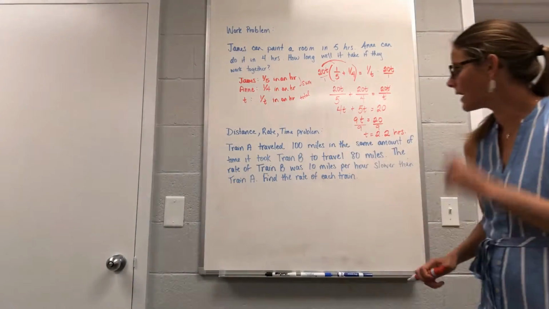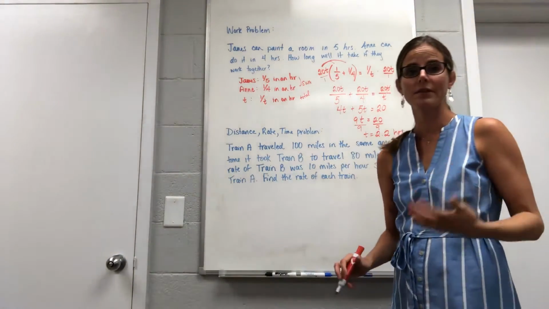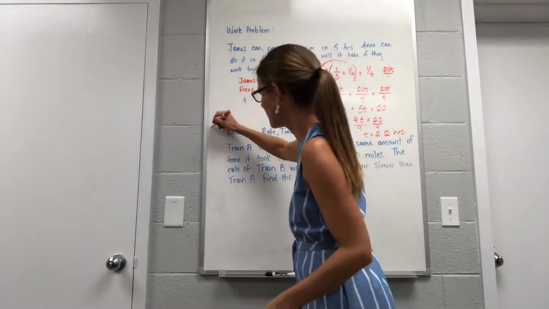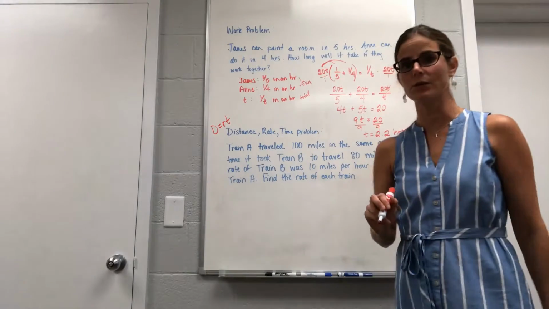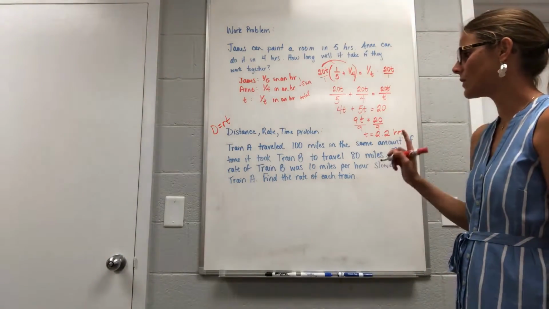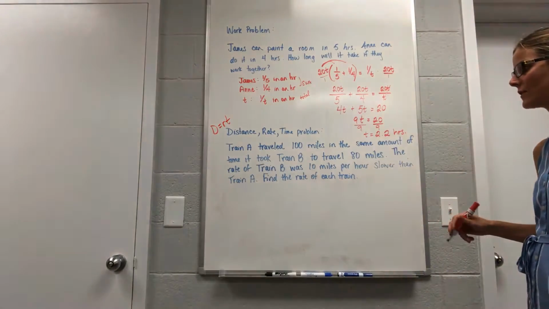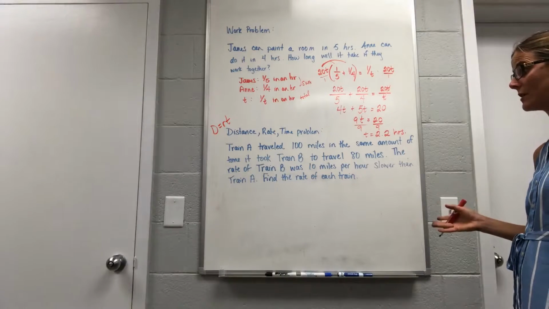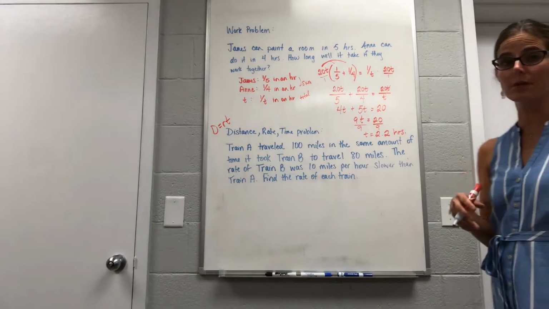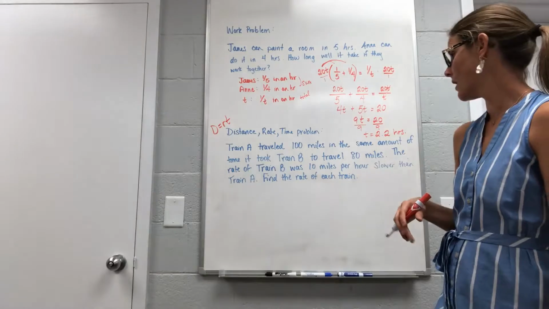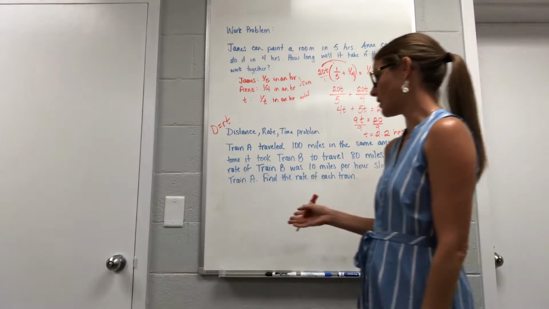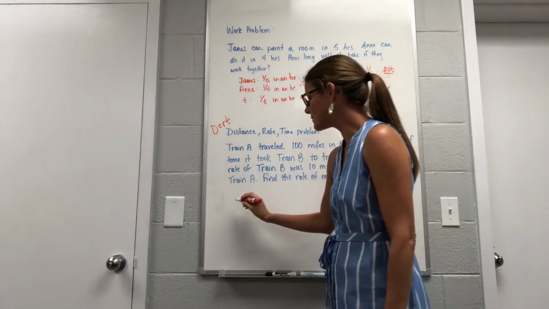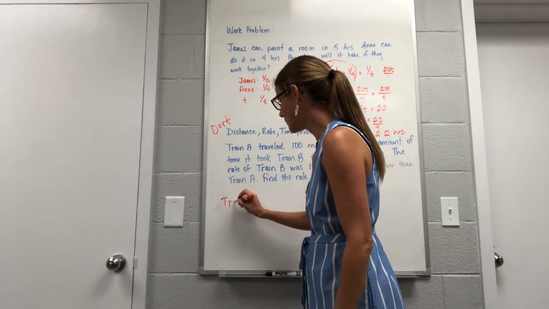Okay, so looking at a distance, rate, time problem, this is a very common problem. The formula here is distance equals rate times time, D equals RT. So in this scenario, train A traveled 100 miles in the same amount of time it took train B to travel 80 miles. The rate of train B was 10 miles per hour slower than train A, and we want to find the rate of both trains. So what I'm going to do is set up a table.